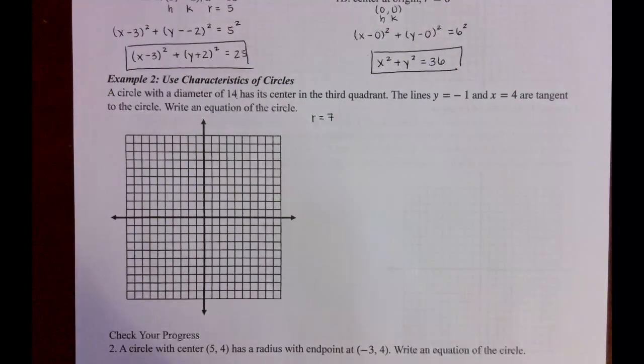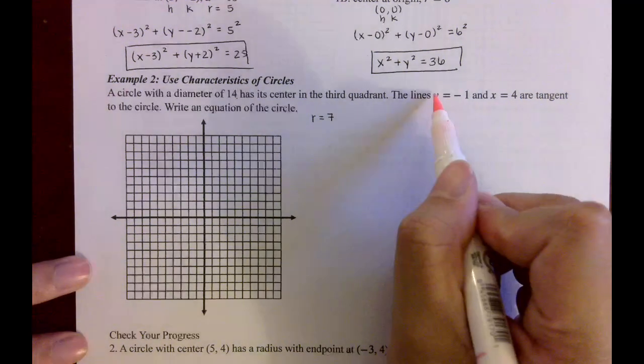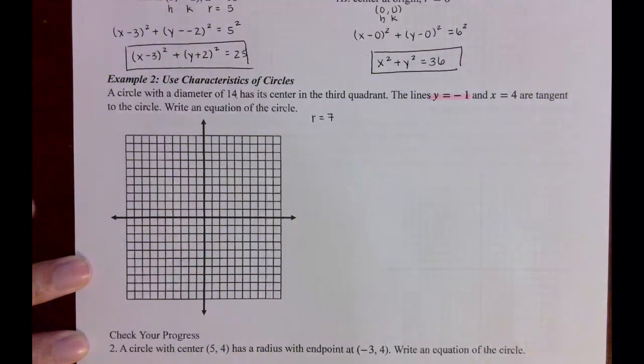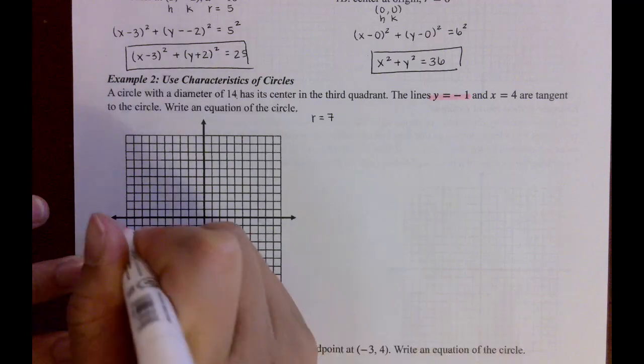And then it is tangent to the lines y equals -1 and x equals 4. Okay, so I'm just going to highlight those so that it kind of gives me an idea. Okay, so here y equals -1 is right here.